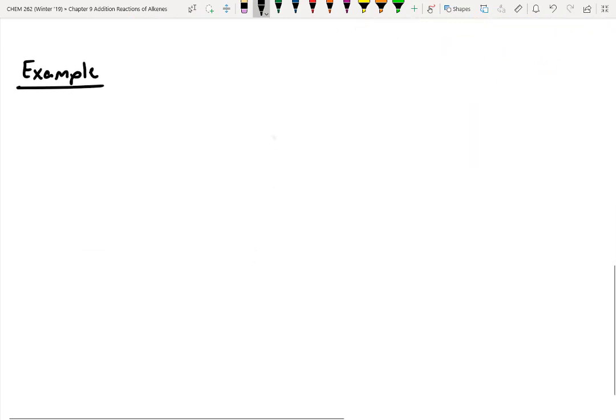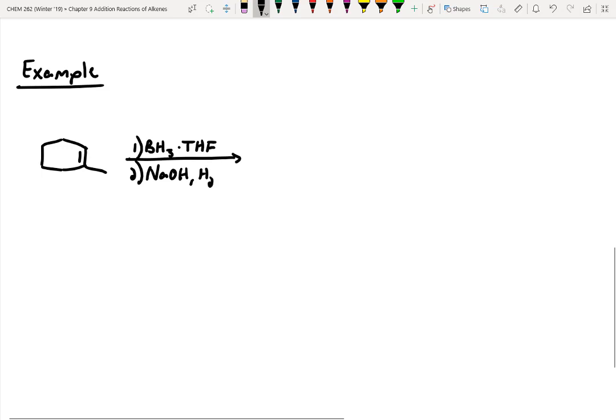All right, and for this example, we're going to use the alkene from the pod. And we're going to treat this with BH3THF in step 1. And then we're going to oxidize it in step 2 using sodium hydroxide and hydrogen peroxide. And like we saw, it's going to prefer to hydrate the less substituted anti-Markovnikov position.